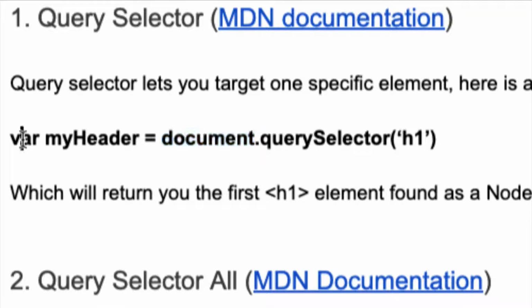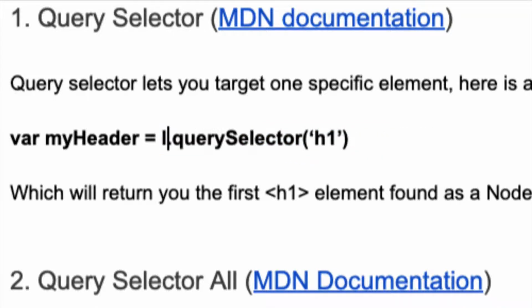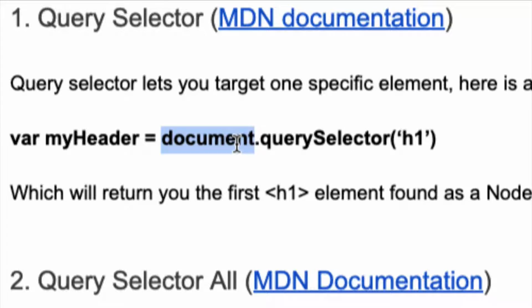So I'm just going to walk you through what this means. Here I'm setting a variable and calling it my header. Document is the top level DOM element. So document.querySelector and h1. Query selector is called off of a DOM element, so this could be li, for example, but for the purpose of today, we're just going to search the whole entire document with a single query selector.